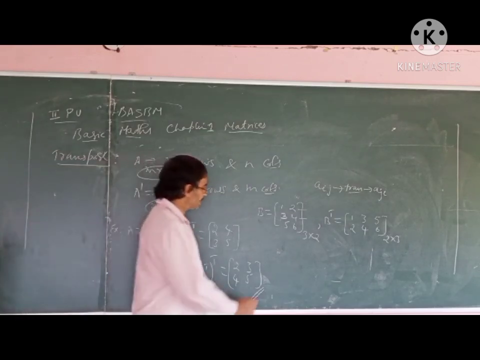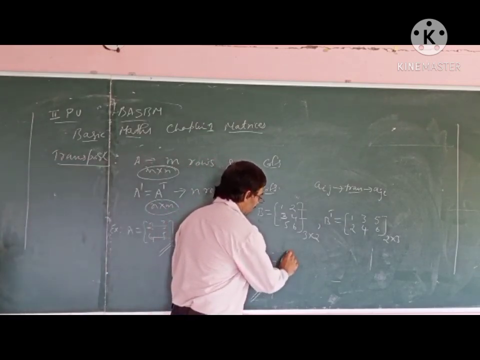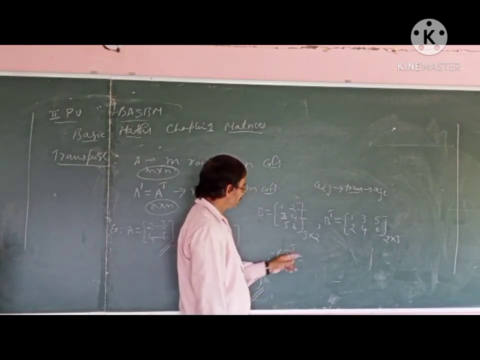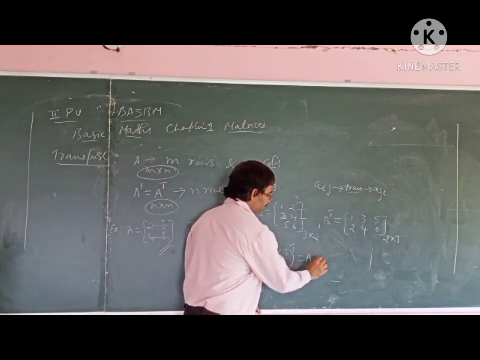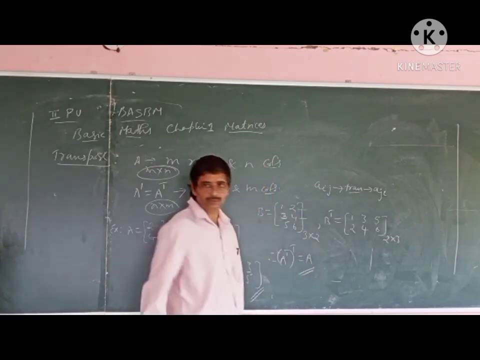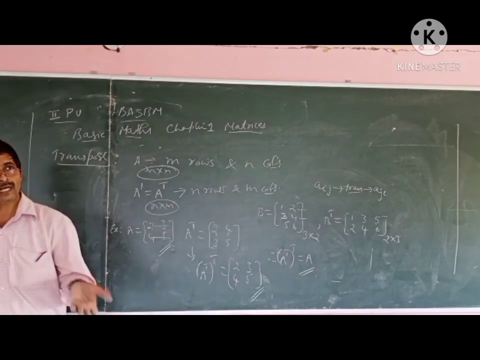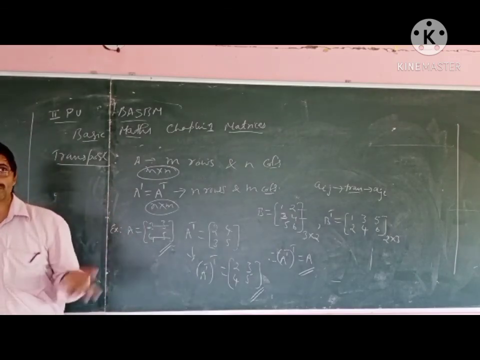So therefore, what I can say is, A transpose of transpose is A only. See how to remember: A equals A transpose's transpose. Transpose of transpose.